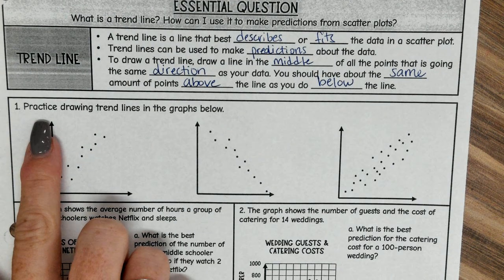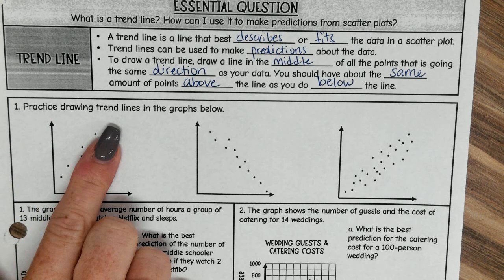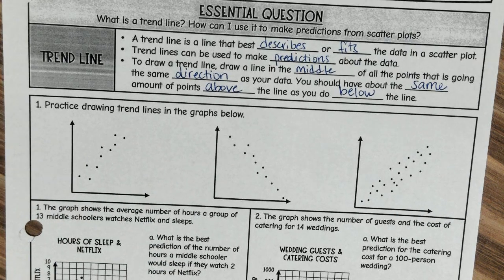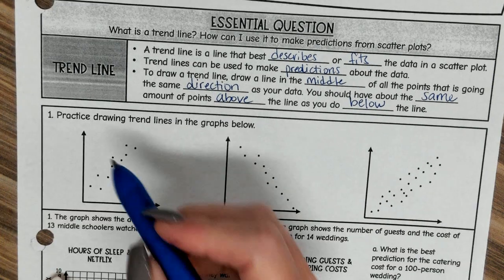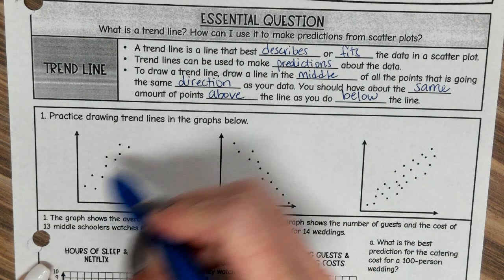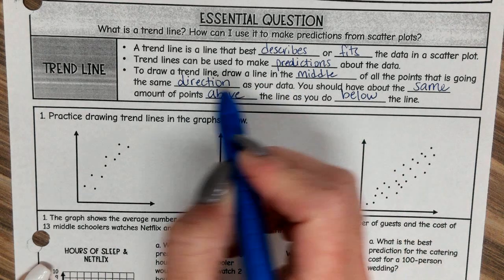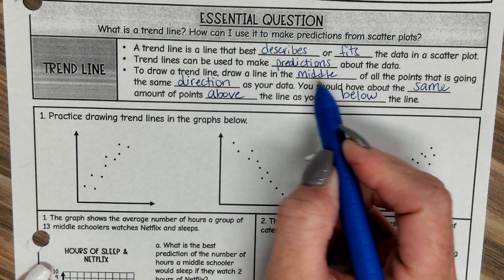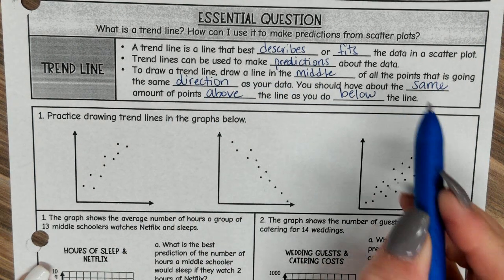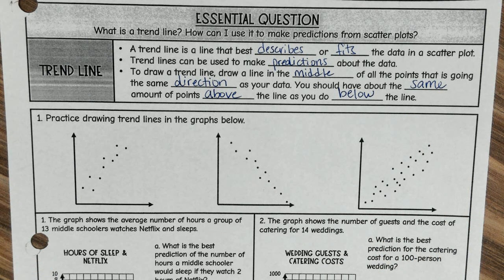So right here it says, practice drawing trend lines in the graphs below. And yesterday I talked to you about this. Remember that a trend line will never be below the dots. It'll never be above the dots. Where should it be? It says, draw a line in the middle. And there should be just as many dots above the trend line as below.